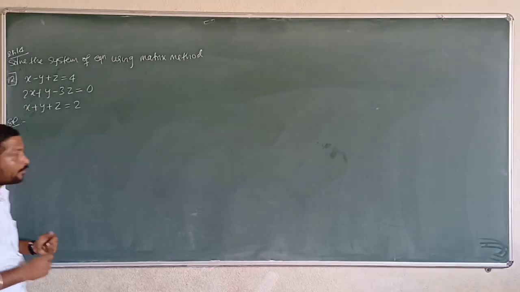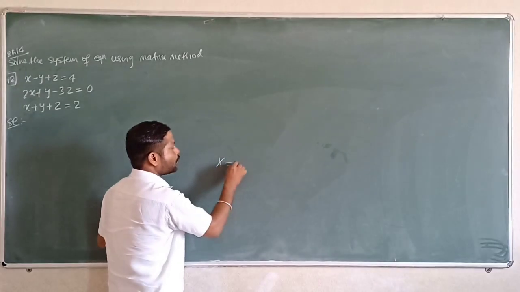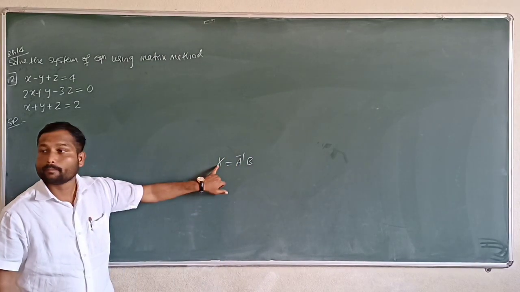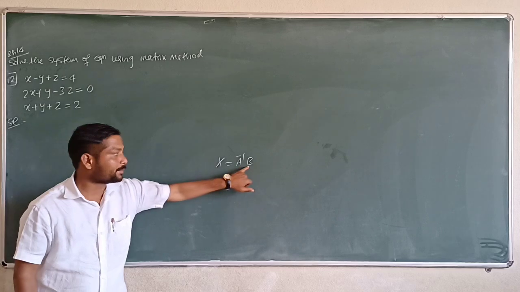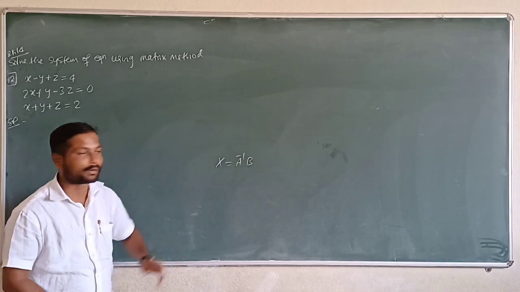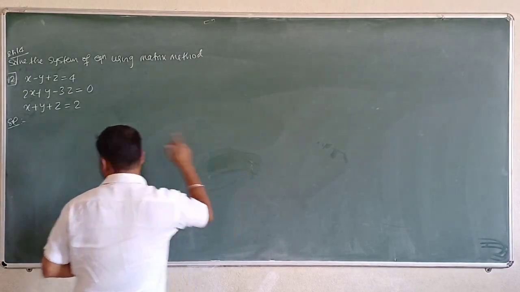We know what the matrix method is. That is X is equal to A inverse into B. X is nothing but the variable matrix. B is nothing but the constants. We have to first find out A inverse. What is the A inverse for the given question?